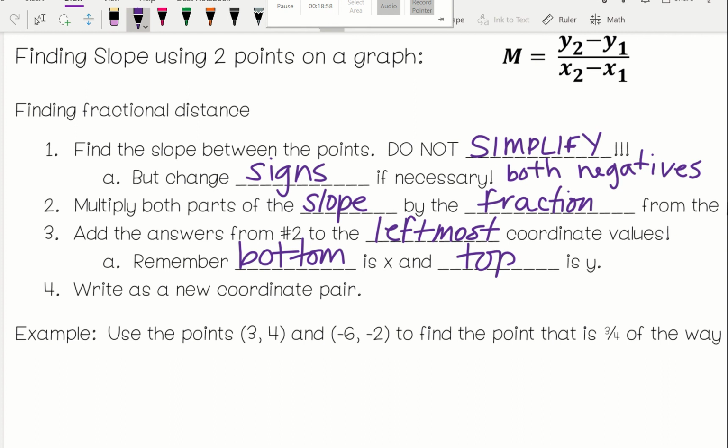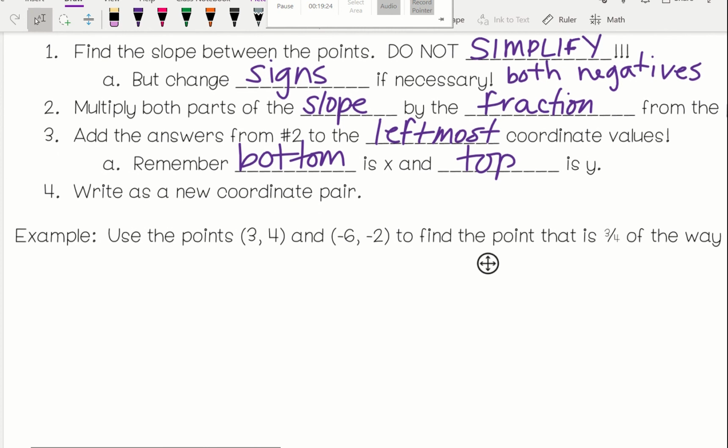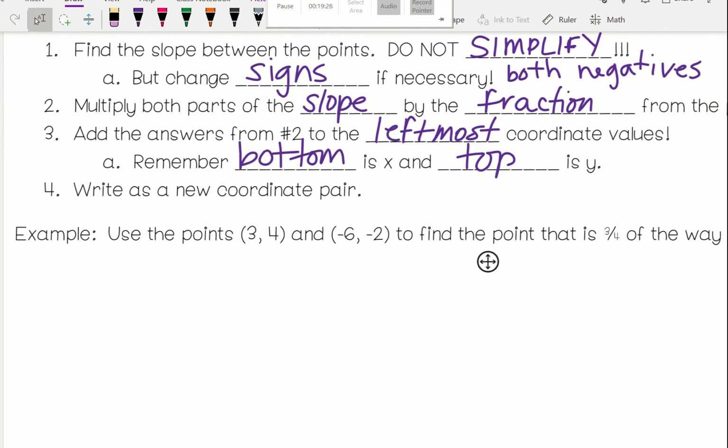Okay, so what we're going to be doing with fractional distance is looking for a point. On the first example, we're finding a point that's 3/4 of the way between those 2 points. It's always from left to right. You're never going to have to worry about going right to left. So always from left to right should be not too bad. For the first example, we're going to go through all the steps.